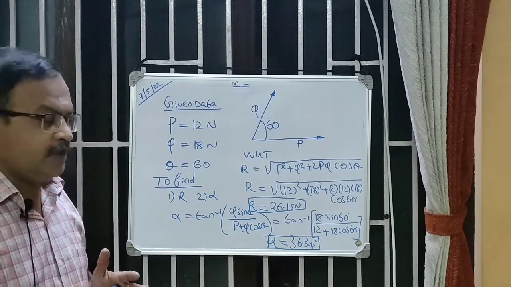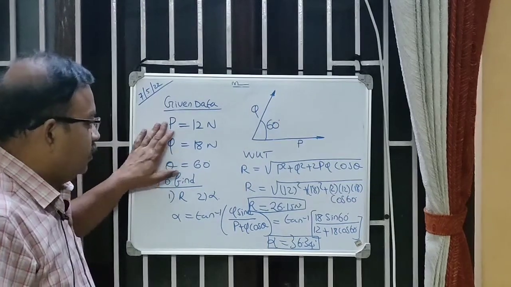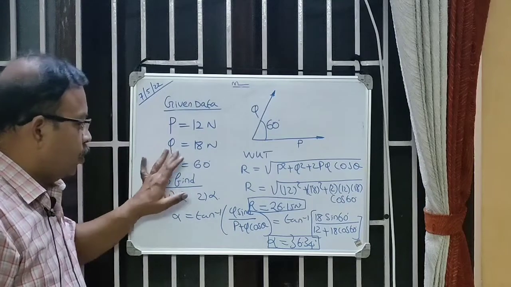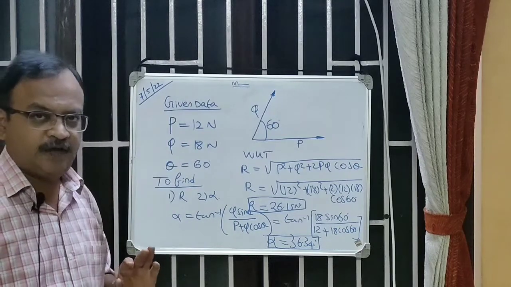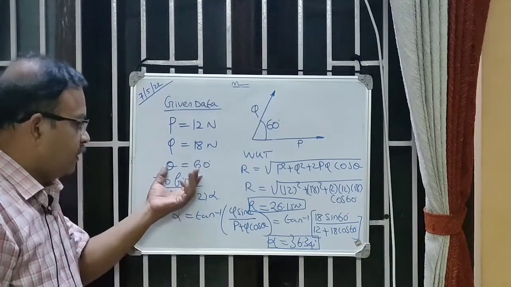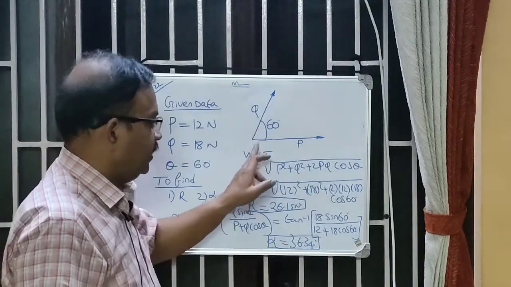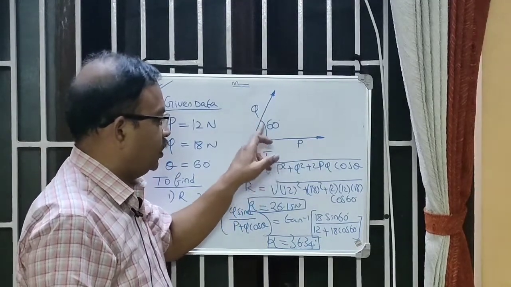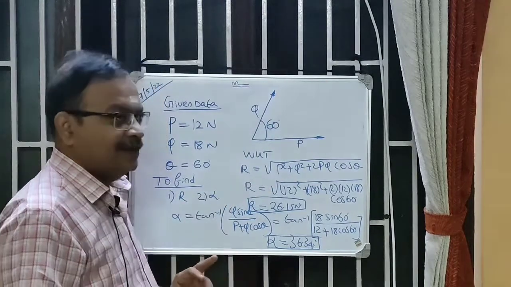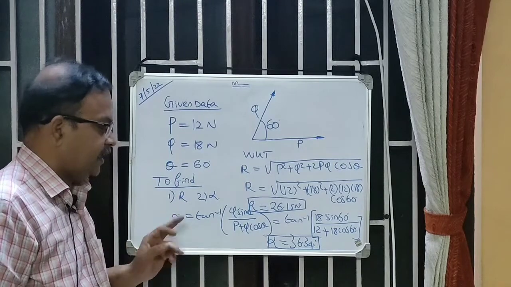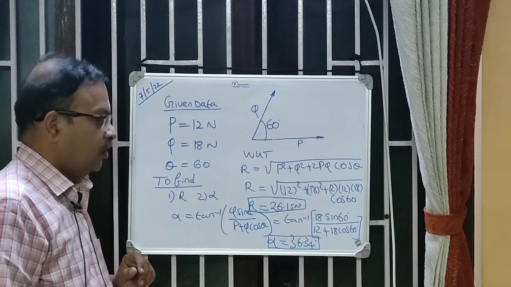So let me assume that P is equal to 12 Newton, that is the magnitude of the first force. Q is equal to 18 Newton, that is the magnitude of the second force. Theta equal to 60 degrees. Now this is represented here in the diagram. So P and Q are the two forces acting at an angle of 60 degrees. You have to find the magnitude of the resultant and the direction alpha.